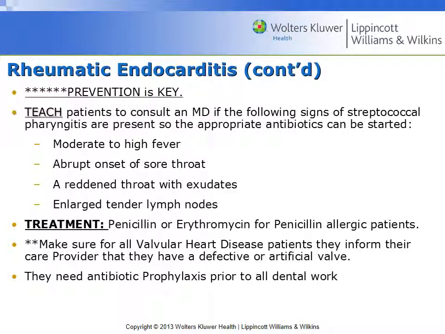Treatment of rheumatic endocarditis, again, is penicillin or erythromycin for penicillin allergic patients. Make sure all valvular heart disease patients inform their care provider that they have a defective or artificial heart valve. They need antibiotic prophylaxis to all dental work, which really reduces the incidence of these types of problems.